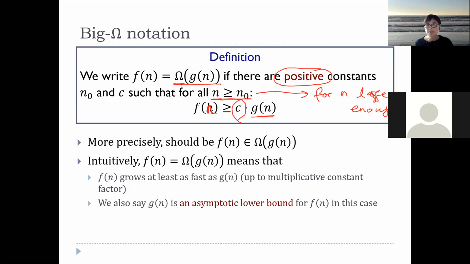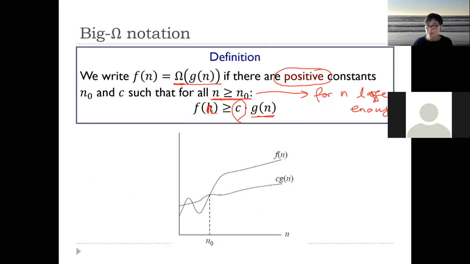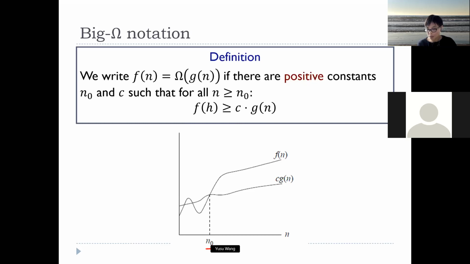Intuitively, this means that f of n grows at least as fast as g of n up to a multiplicative constant. From the point of view of a picture, what this says is that when n is bigger than n0, meaning n is large enough, the curve of f of n is always above g of n times some constant. That's the meaning of this. So this means that f of n is bigger than c times g of n.